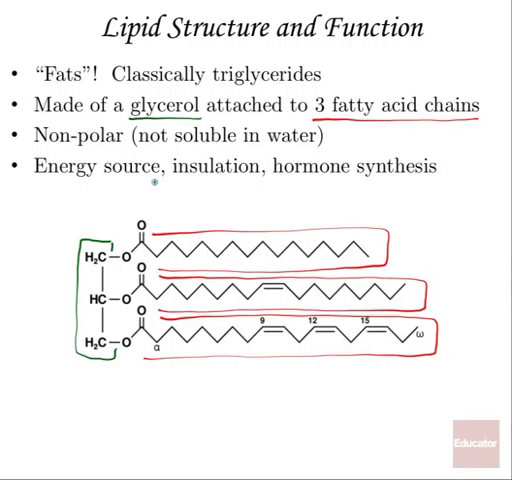Per gram, you can get more ATP out of it than sugars, actually. Insulation: think about all the lipids under your skin at the lowest or deepest parts of your integumentary system. It's a cushioning, it's also insulatory in terms of helping to keep you warm. And then hormone synthesis. There are some hormones you would not be able to make without fat in your body.